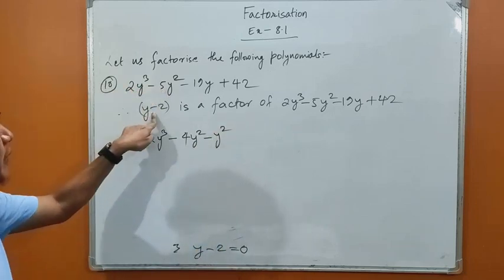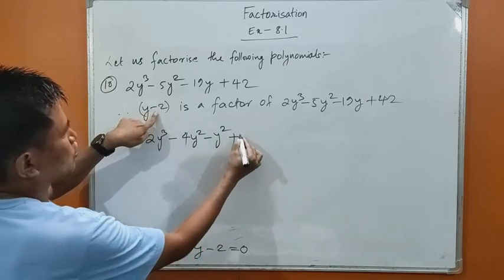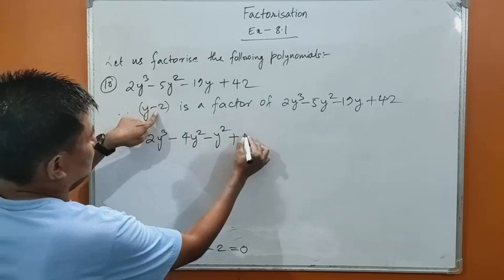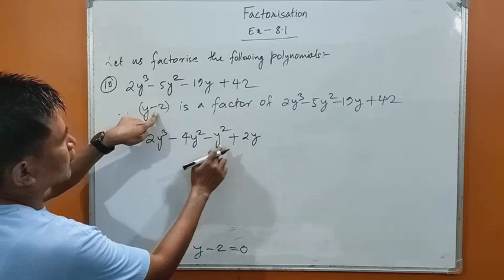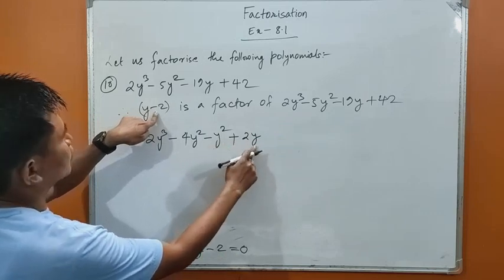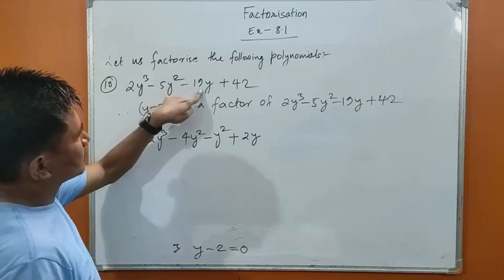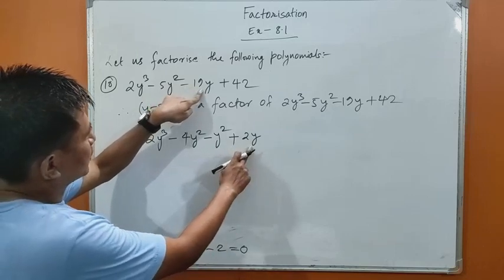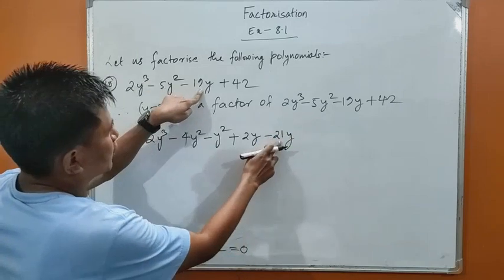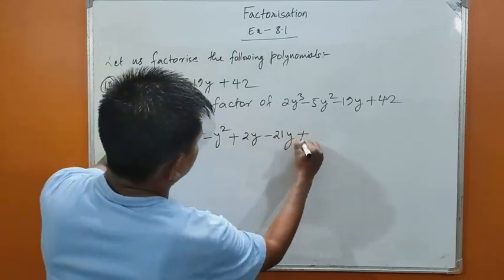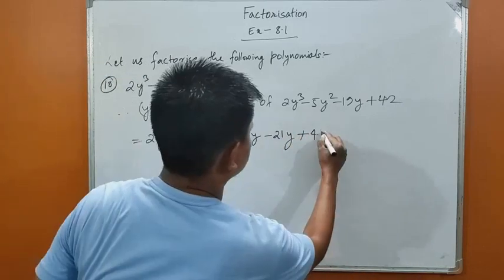That means minus y squared is still remaining, isn't it? So again I did y minus 2. That means minus into minus becomes plus, so y squared minus 2y. If I take y common, I get y minus 2. Now I have minus 19y, that is negative, isn't it? Minus 2y, that means minus 21y. 21 minus 2 is 19, plus 42. Are you getting me? I hope you are getting me.